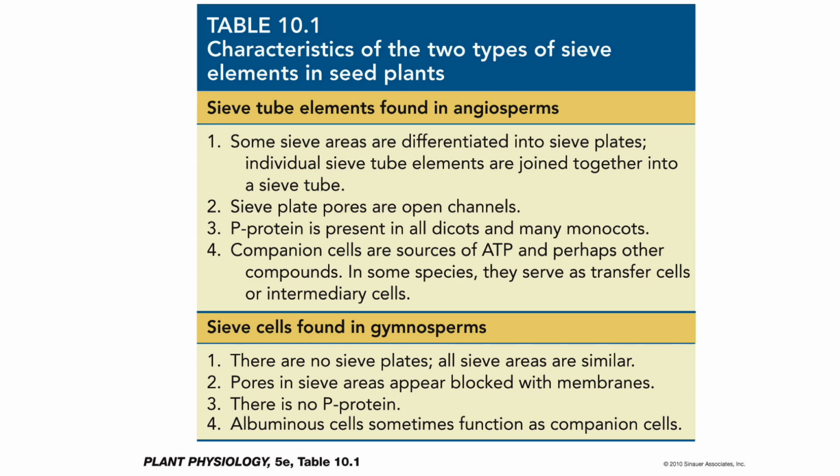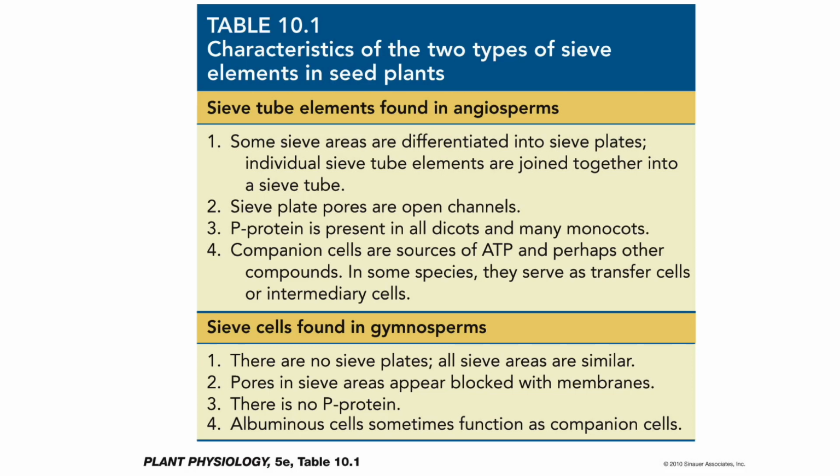First, we have sieve tube elements found in the angiosperms, with some sieve areas that are differentiated into sieve plates, and individual sieve tube elements are joined together to form a sieve tube. These sieve plate pores are open channels to allow mass flow between cells.